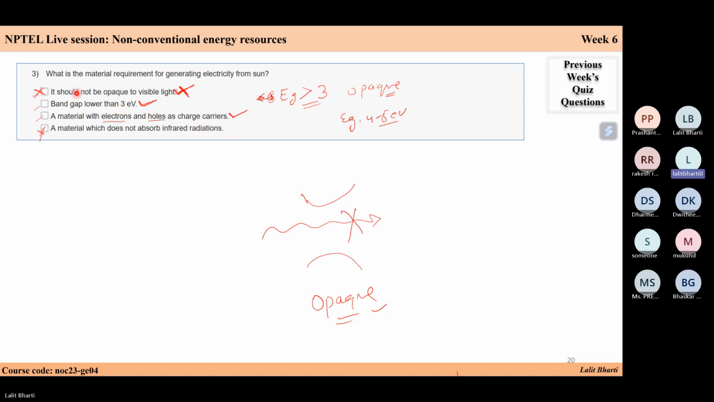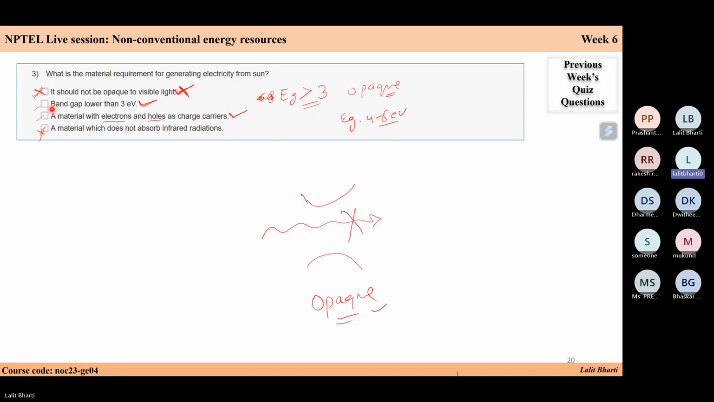So we have already seen that it should not be the statement. It should not be opaque to visible light. So that is incorrect, because for generating electricity the material requirement is that they should be transparent, or the band gap EG should be higher, about 3 electron volt. So it should be higher. They should not be opaque. They should be either absorbing or transmitting, but they should not be opaque. So statement 1 is not correct.